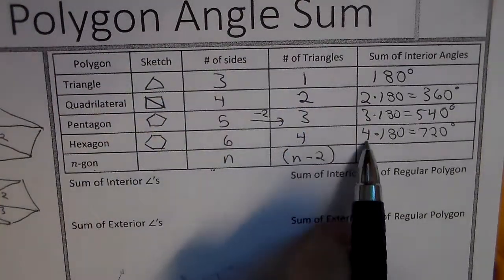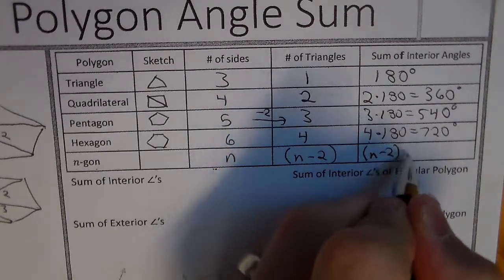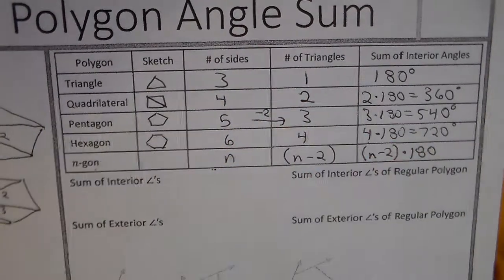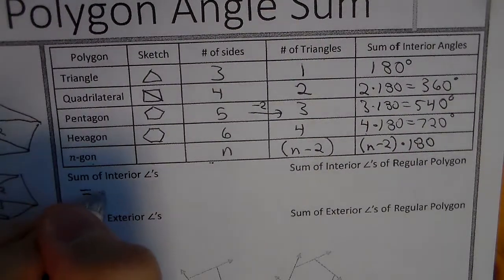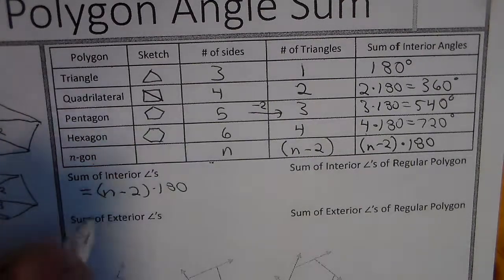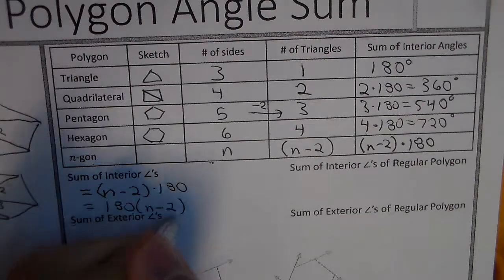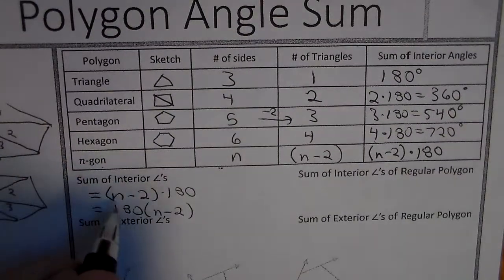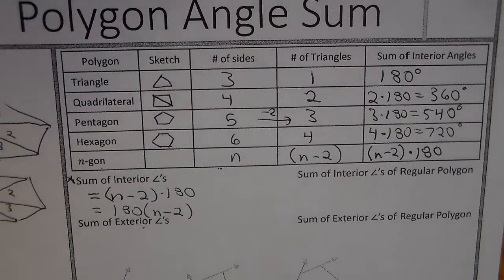Then we took the number of triangles and we multiplied it by 180. So we could do n minus 2 times 180 to get our new total. And that's what actually gives us the sum of the interior angles. N minus 2 times 180 is that sum. You could also write it as 180 times n minus 2. So that's an important rule we have first. That's the sum of the interior angles of any polygon.